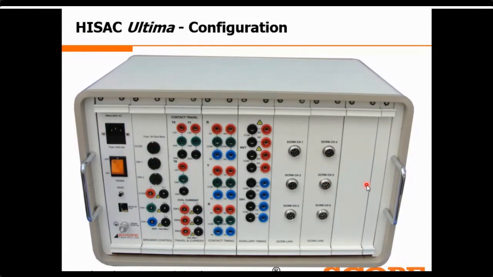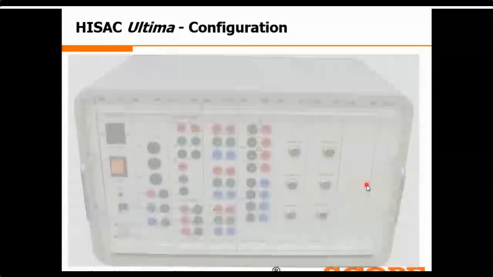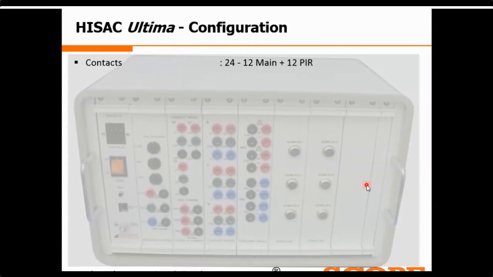Now, coming to the configuration, we have the contacts. 24 timing contacts, 12 main plus 12 PIR. So this is the configuration. Dividing this 12 main plus 12 PIR, that is 4 main plus 4 PIR into R, Y, B, all three phases. Up to a 765 kV circuit breaker, that is up to 4 breaks per pole, you can connect all the timing channels and do the timing test of all the interrupters on a single shot basis.